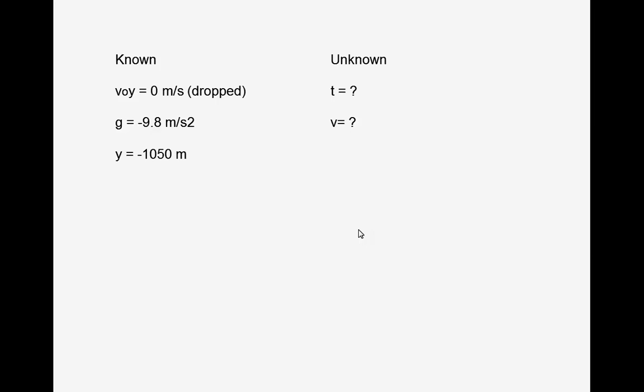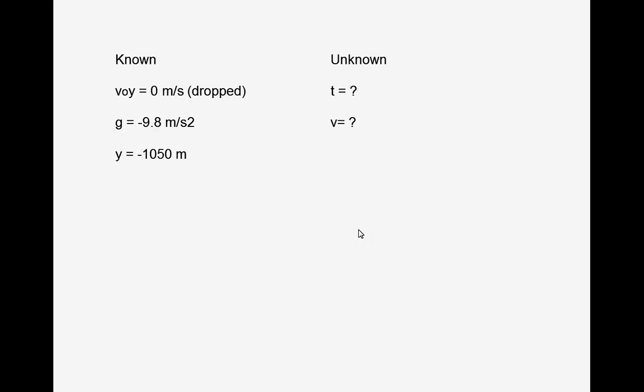And we were given a value for the displacement. It's going to fall a distance of 1,050 meters, which means that its displacement, its final position minus its initial position. Its final position is 0, ground level, and its initial position was positive 1,050 meters, so its displacement is negative 1,050 meters. There's our three knowns. Our two unknowns are the time that it takes to fall down and the final velocity.